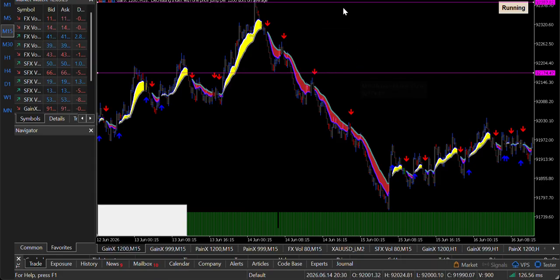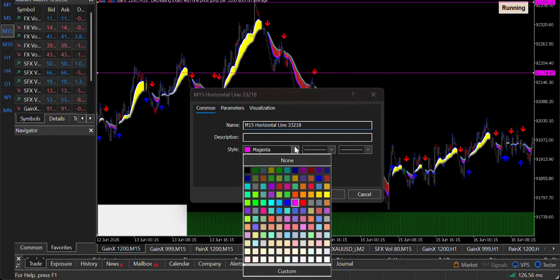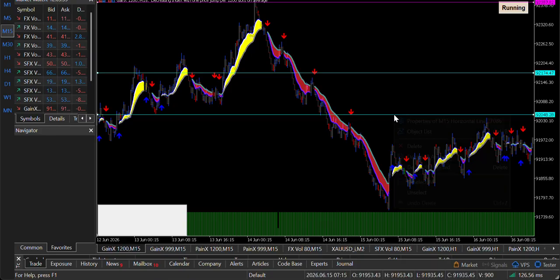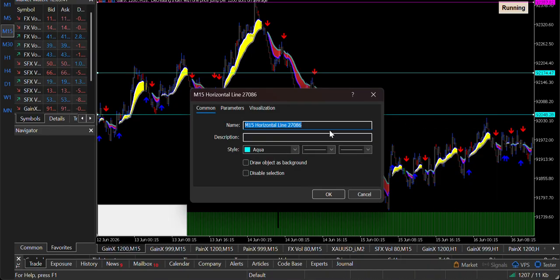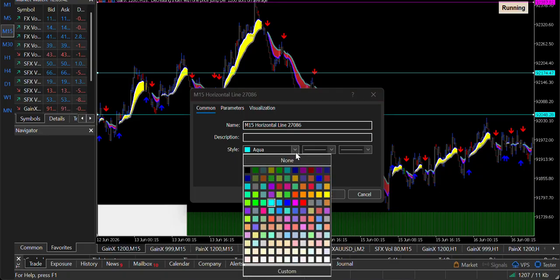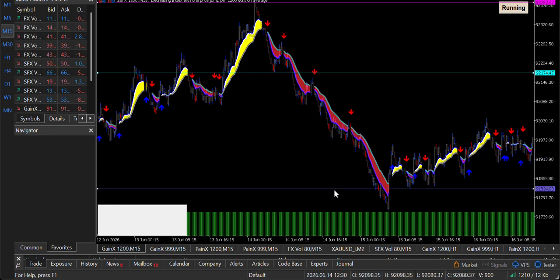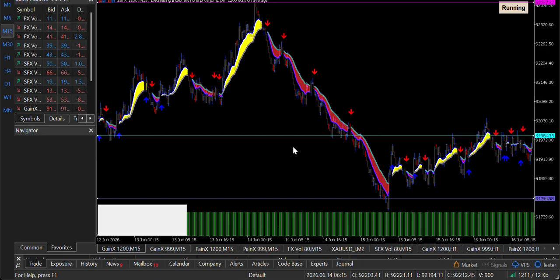So I will be using this magenta color for my stop loss. I'm also going to bring out another horizontal line. I will be using the aqua color for my entry point, and I will be using this, that's still blue, for my TPs. Okay, so I'm not going to put this in the scene right now. Even this will not be there right now.